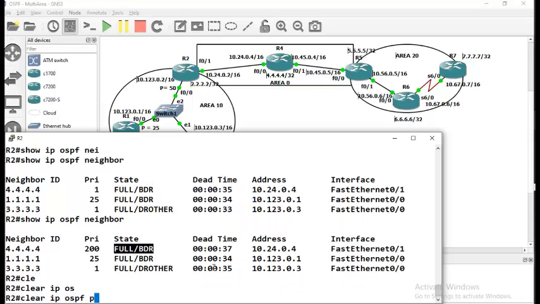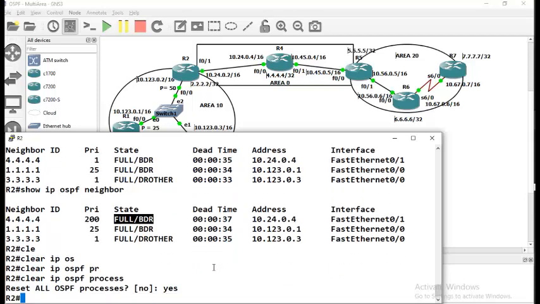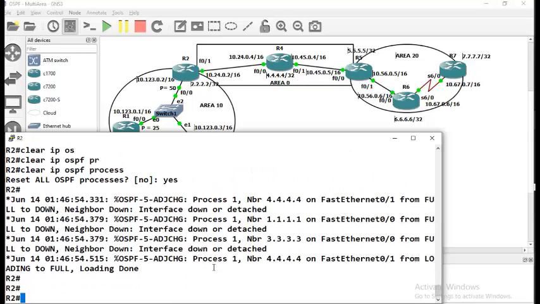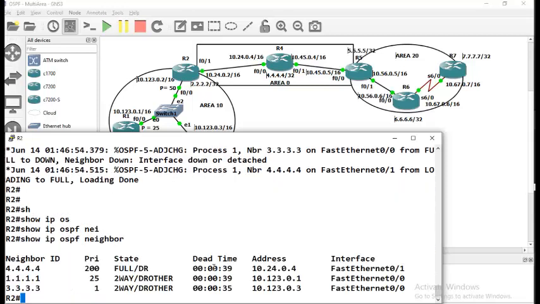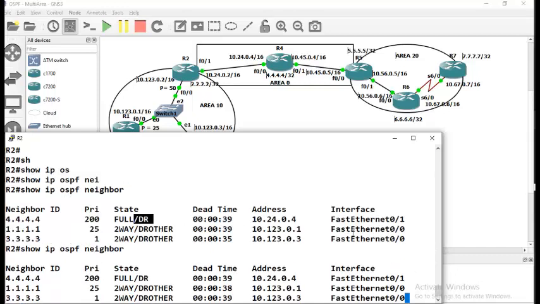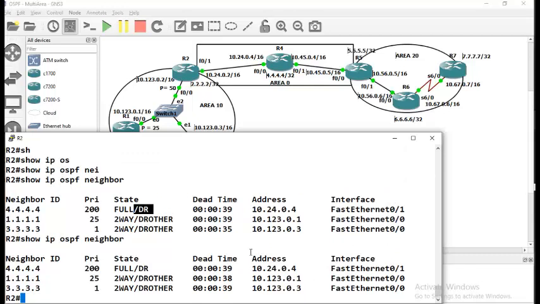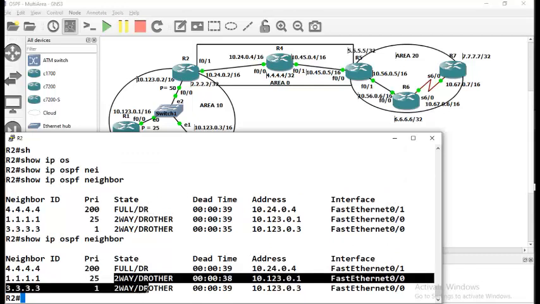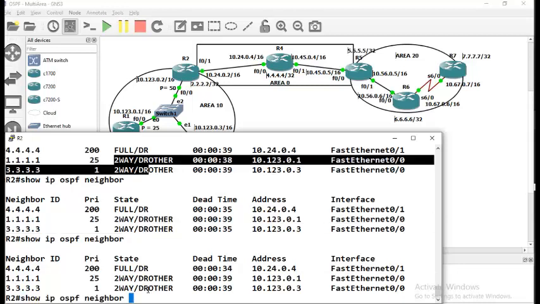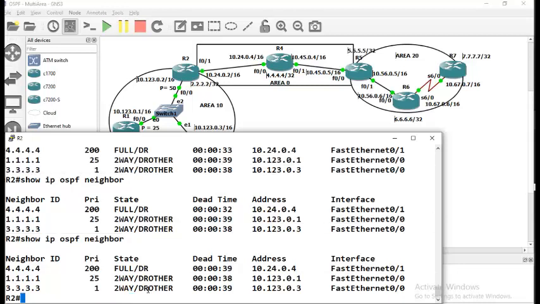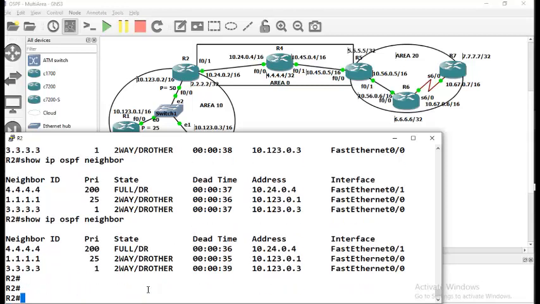Clear ip ospf process. I'm resetting the OSPF neighbors once again. Now you see, show ip ospf neighbor. Aha, that has become DR. Now there's a re-election happening between R1, R2 and R3. We need to wait. There are chances that R1 is going to become a DR because R2 we disturbed it now. Let's see how it ends. Still in a state.